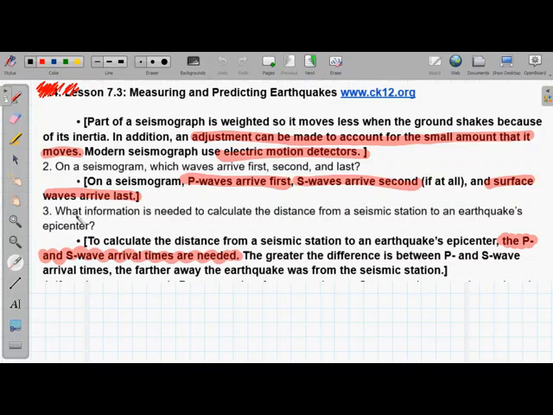All right. Number 3, what do you need to calculate the distance from the seismic station to the epicenter? You need the time between the P wave and the S wave. The greater the difference between the P wave and the S wave arrival times, the farther away the seismic station is. So that is a direct relationship. If one increases, the other factor increases as well.